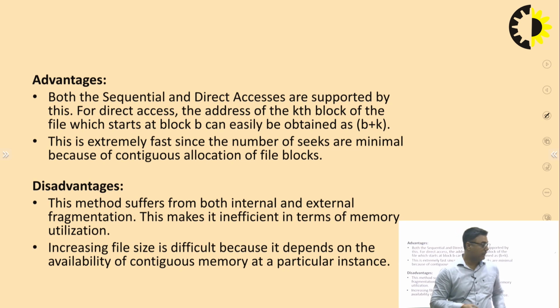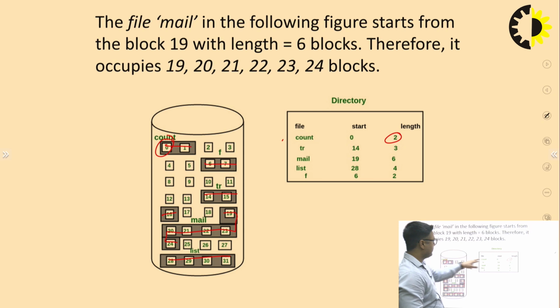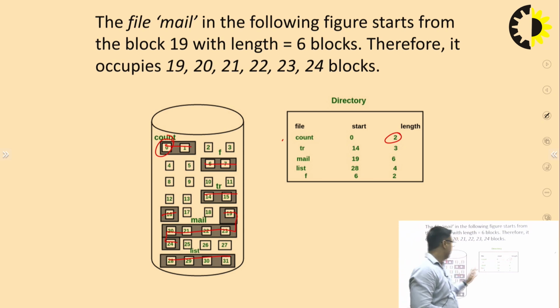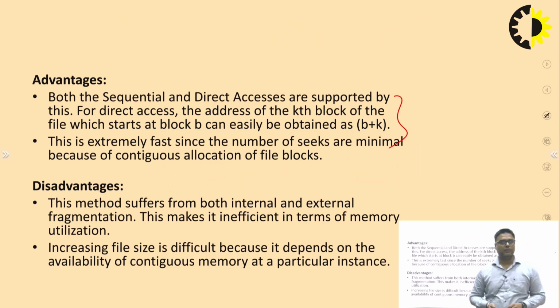This means that if any data is available inside this disk, it is easy to access through sequential allocation, because you know that the size of count is 2. If count has size 2 and the start value is 0, then the length is 2, so count's first 2 blocks are stored. Again tr starts from the 14th and its size is 3, so tr is stored in 3 blocks, and the same for mail and list. So it is easy to access every value and every data through sequential allocation.